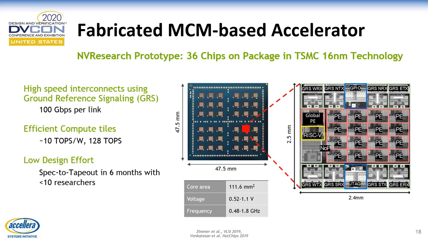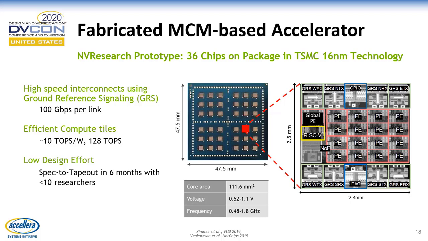So here I present the fabricated MCM-based accelerator. It was a research prototype with 36 chips in the package in TSMC 16nm technology. Each chip was about 2.5 mm by 2.4 mm, integrating 16 processing elements, a global PE, and a RISC-V processor. At the bottom, we have all the GRS macros, which are analog building blocks, and we have a GPIO for input and output. It had high-speed interconnect links, which achieved about 100 gigabits per second per link.